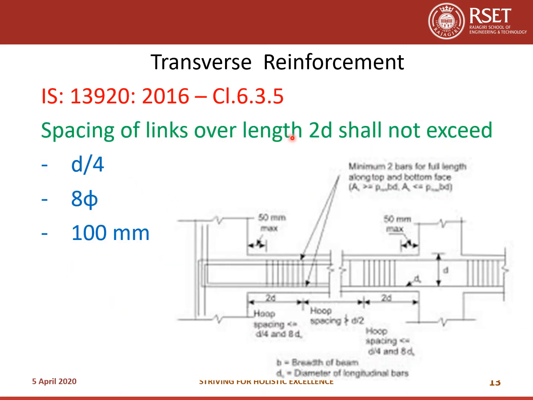The spacing of the links over a length 2d from the face of the column shall be the minimum of these three: d by 4, where d is the effective depth of the beam, or 8 times the diameter of the smallest longitudinal bar, or 100 mm.